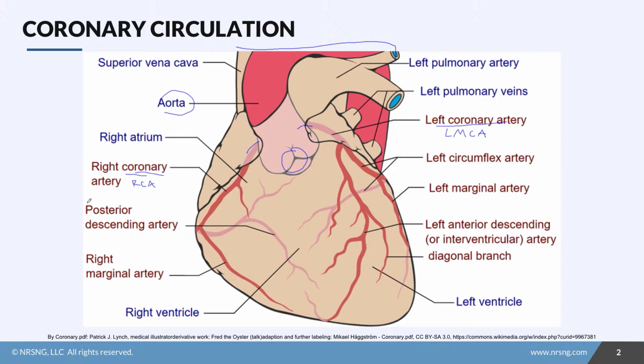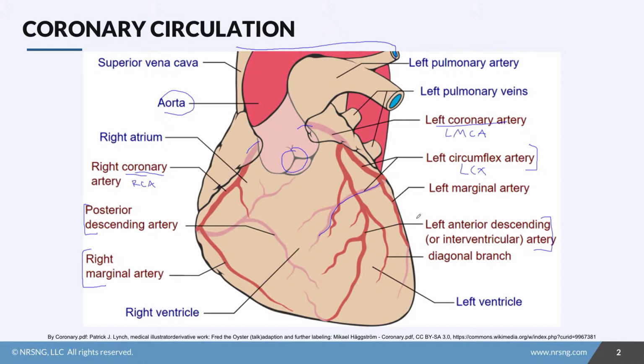On the right side, you have the right posterior descending artery, which wraps around the back, and the right marginal artery, which wraps around the front. On the left, we have the left anterior descending artery, or LAD, that supplies the front left side of the heart, and the left circumflex artery, often written as LCX, which wraps around the back left side of the heart. You can kind of see it shadowed right here.